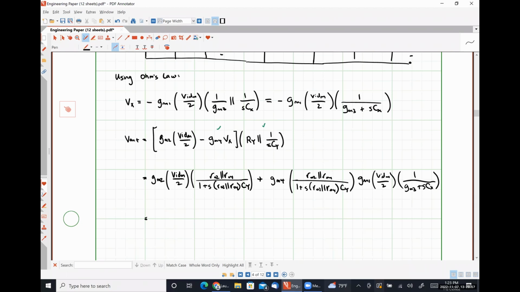So recognizing that GM1 and GM2 are the same quantity if transistors M1 and M2 are perfectly matched, I have a common factor of GM2. I have a common factor of VIDM over 2. And I have a common factor of R02 in parallel with R04 over 1 plus S R02 in parallel with R04 times CY. And so I'm just going to make some check marks here. So I've taken care of this guy, this guy, this guy, this guy, this guy, and this guy.